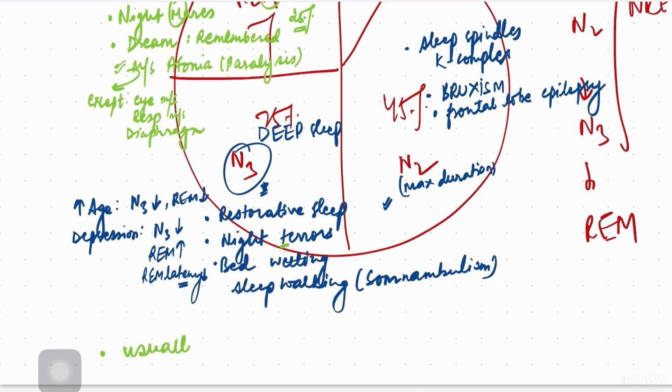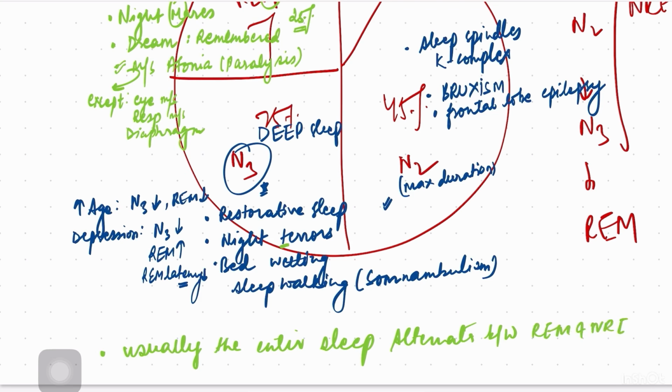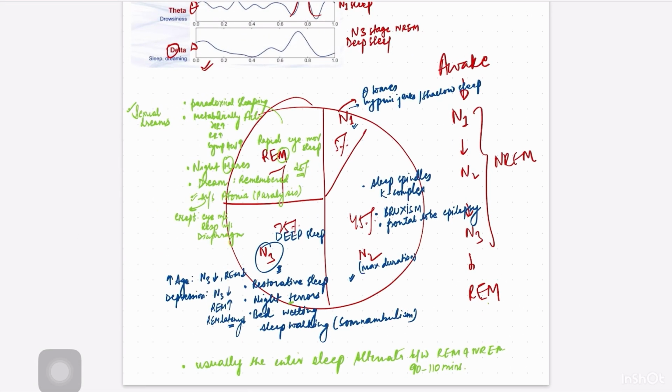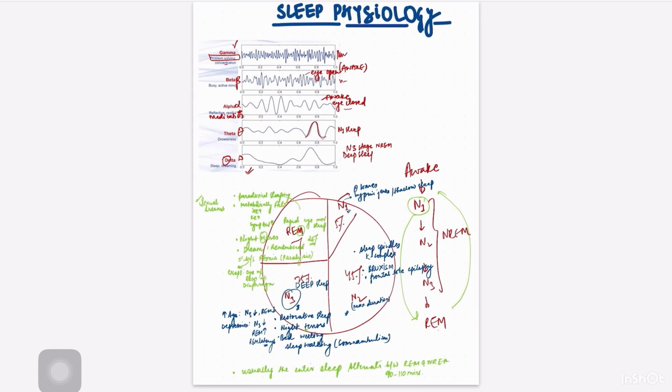Okay, and usually the entire sleep alternates between the REM and NREM after every 90 to 110 minutes. So you will have N1, N2, N3, REM, and then again back to this and this. So there is a complete cycle of sleep.